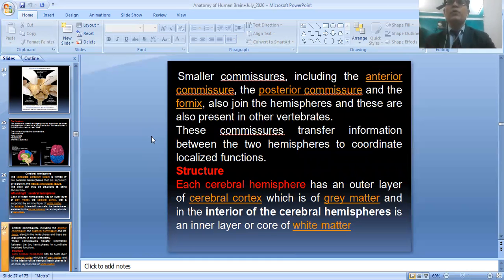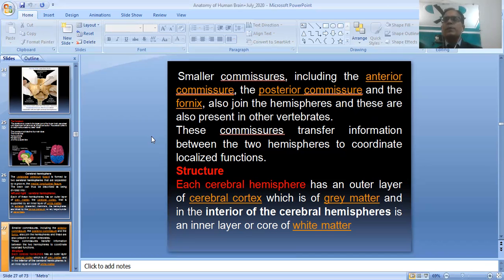A smaller commissure, including the anterior commissure, the posterior commissure, and the fornix, also joins the hemispheres, and these are also present in other vertebrates. These commissures transfer information between the two hemispheres to coordinate localized function, right? So let us see the structure.